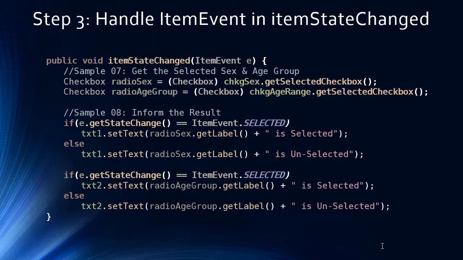Now we will handle the item event in the itemStateChanged method override of ItemListener. So here is the implementation for itemStateChanged. Here we are making use of our checkbox group and we are making a call to the getSelectedCheckbox method. This getSelectedCheckbox method will tell which radio button was selected by the user in a group. So that's why we use this method on two instances of our checkbox group. First, we used the checkbox group for the sex, and second, we used the checkbox group for the age range. So the method actually will return the checkbox instance. So we typecasted it and we stored the reference.